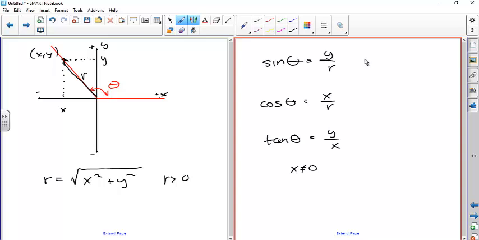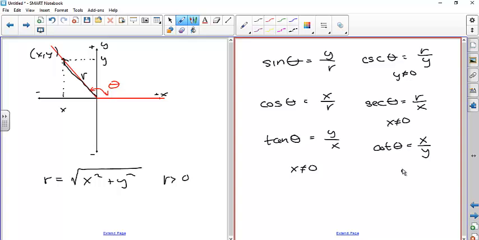Then we have the reciprocal of the sine, which is the cosecant. So it's r over y, where y does not equal 0. The reciprocal of the cosine is the secant, so that's r over x, where x does not equal 0. And the cotangent of theta, which is x over y, where y does not equal 0. So those are the trig functions associated with a point in space. So it's just a matter of, if you know the coordinates, you can figure out the radius. Once you have the coordinates and the radius, you can plug in and get the values.